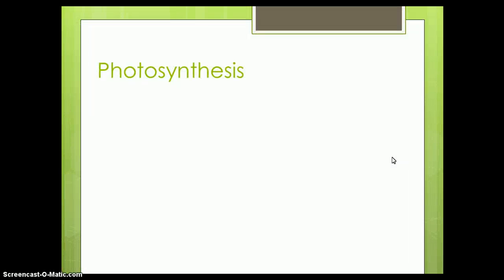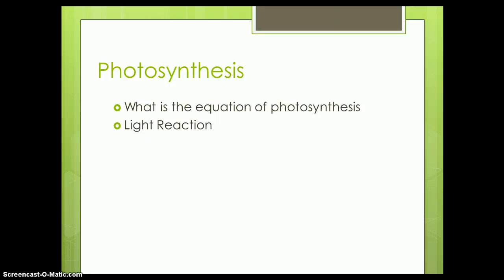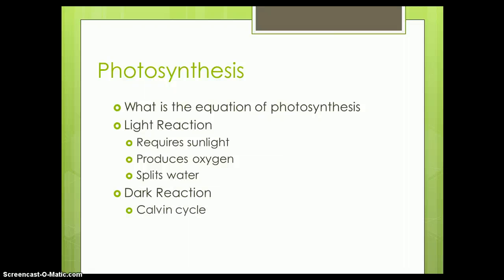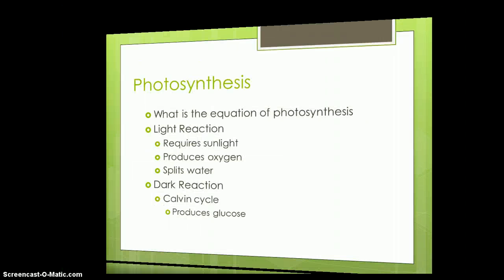Okay, so we've got the light reaction and the Calvin cycle. The light reaction requires sunlight, produces oxygen, and splits water. The splitting of water is what produces the oxygen. And the molecule that takes those electrons is very similar to that found in the electron transport chain, but instead it's NADPH. The P can stand for photosynthesis, so that helps you remember. Then the dark reaction, the Calvin cycle, produces glucose.